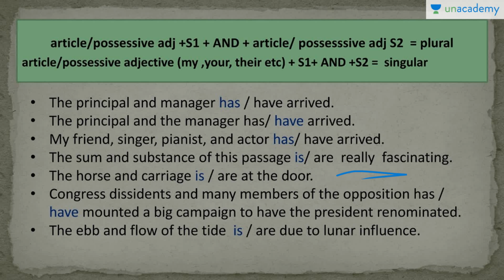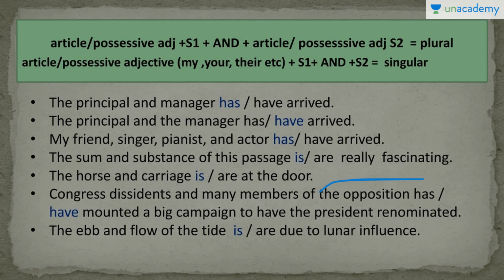Next, the horse and carriage is or are at the door. Again, you can see there's only one article used at the beginning of the sentence. That means here horse and carriage, they refer to the same thing, that is the vehicle basically, and hence has to be followed by a singular verb. Therefore, the sentence would be the horse and carriage is at the door.